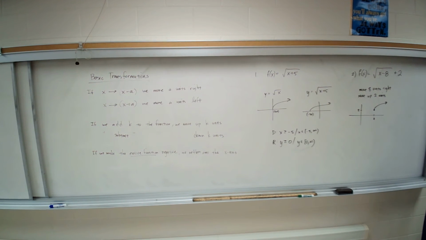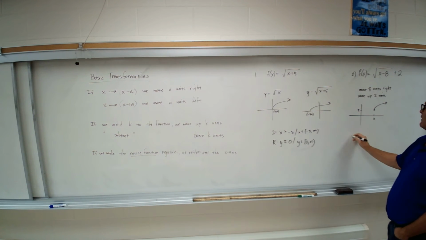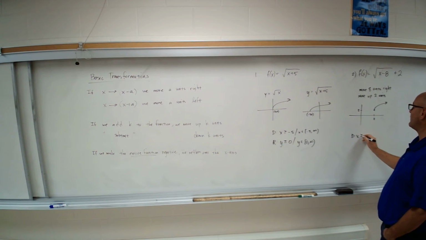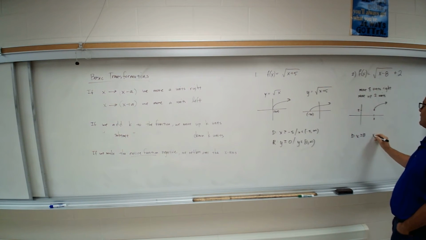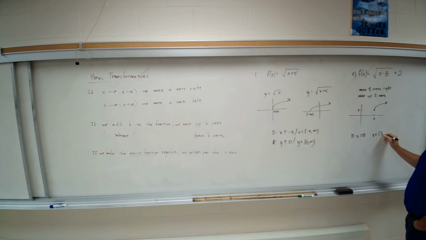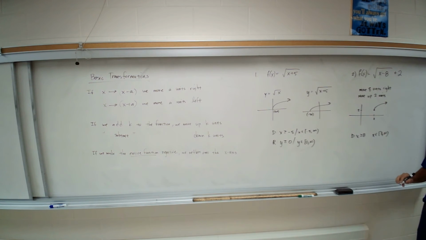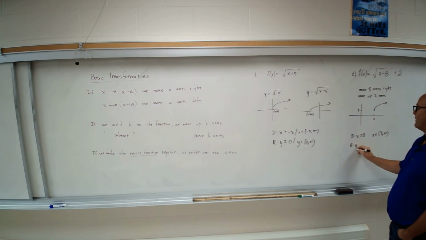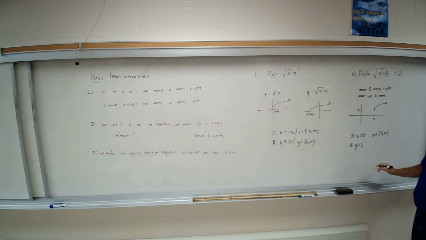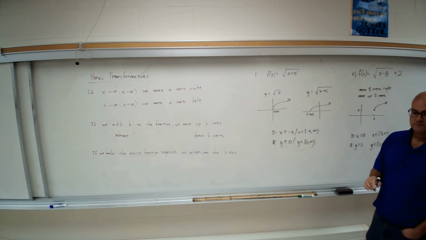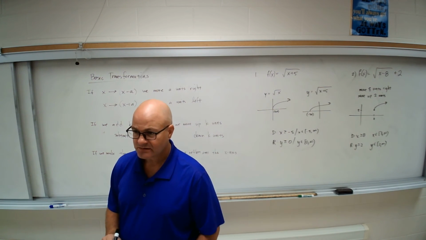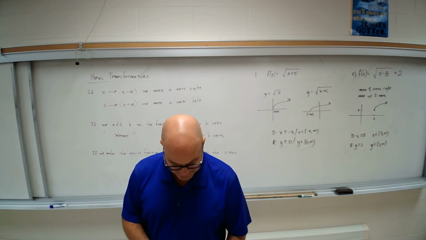Okay. So once we know where that important point is for this type of function, we know our domain will be that x is greater than or equal to 8, or you could say x is contained in the closed interval from 8 to infinity. The range would be that y is greater than or equal to 2, or y is contained in the closed interval from 2 to infinity. Does that seem to be working okay for us?